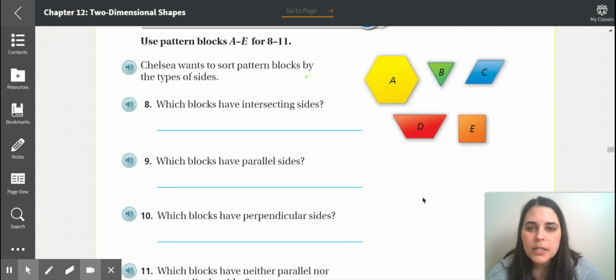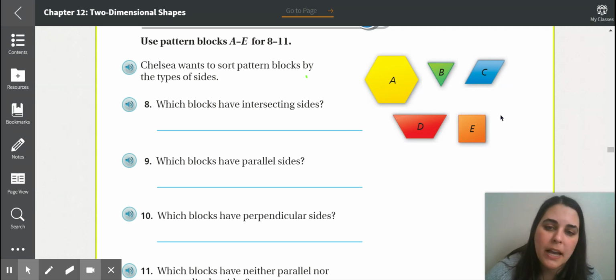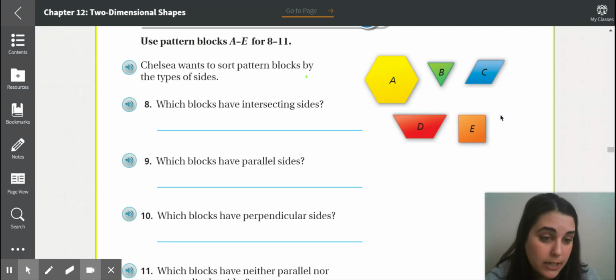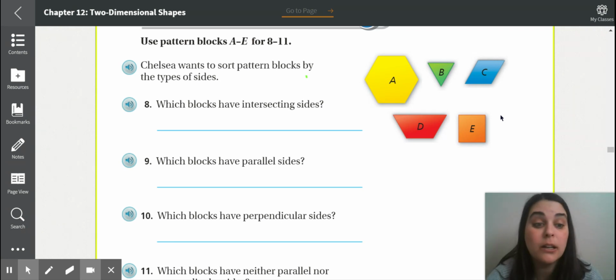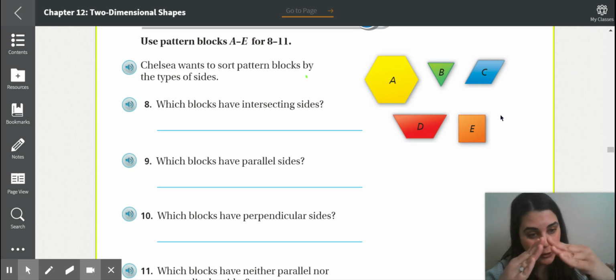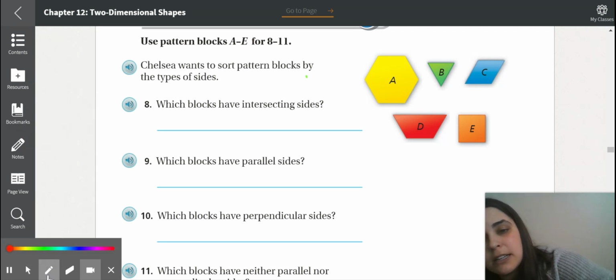Okay, so for numbers 8, 9, 10, and 11, we're going to be using these pattern blocks that you see right here. We're going to decide which ones have intersecting sides, which ones have parallel sides, and which have perpendicular sides. All right, so number 8, which blocks have intersecting sides? Well, intersecting sides mean two sides that connect and make an angle. Each one of these blocks has at least one pair of sides that connect and make an angle. So all of these pattern blocks have intersecting sides.